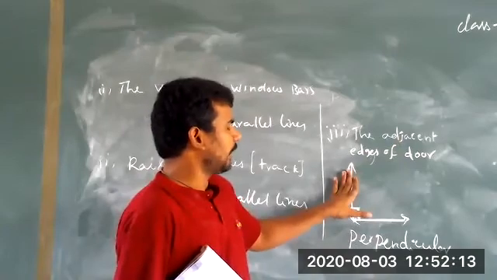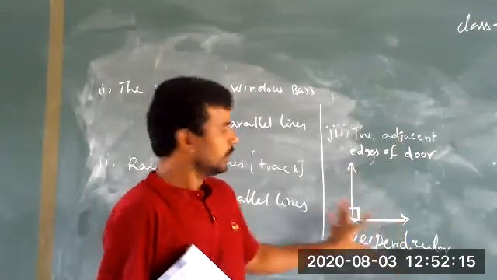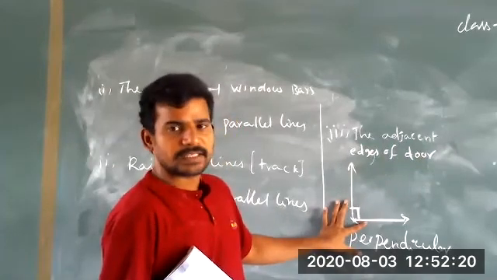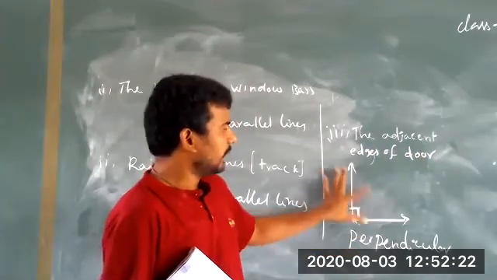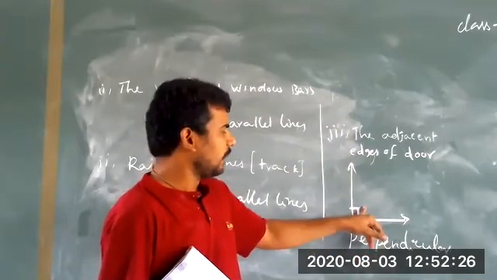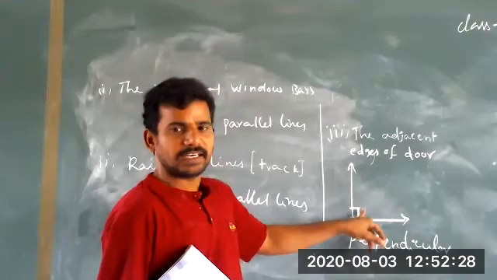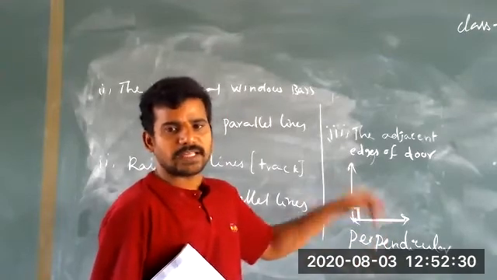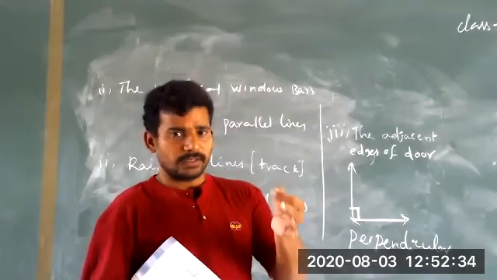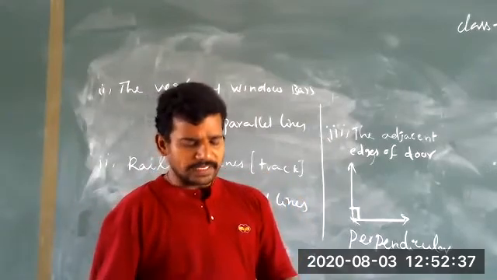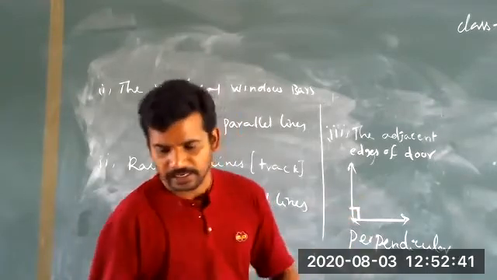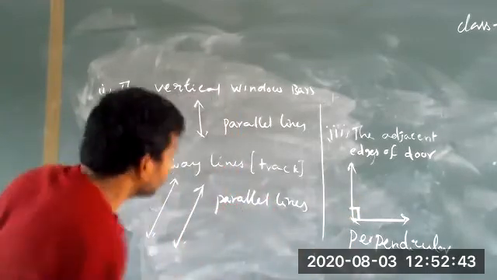So once again, the adjacent edges of a door. This is one edge of the door, and this is one more edge. Why adjacent? Because they have only one common point. This is the common point. Here one angle is formed, and this angle is exactly 90 degrees. So these two lines are called perpendicular lines. Two lines that intersect at 90 degrees are called perpendicular lines. Clear? Next.